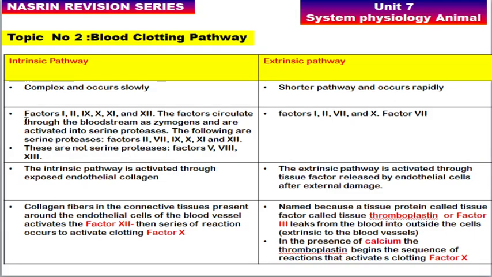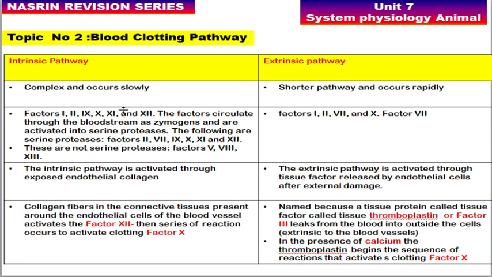Next, the blood clotting pathway is classified into two types. One is called the intrinsic pathway and another one is called the extrinsic pathway. The intrinsic pathway is highly complex and occurs slowly. Next, the extrinsic pathway is shorter as well as occurs rapidly. So what are the factors that come under the intrinsic pathway? Factors 1, 2, 9, 10, 11, 12 are the factors that play an important role in the intrinsic pathway.